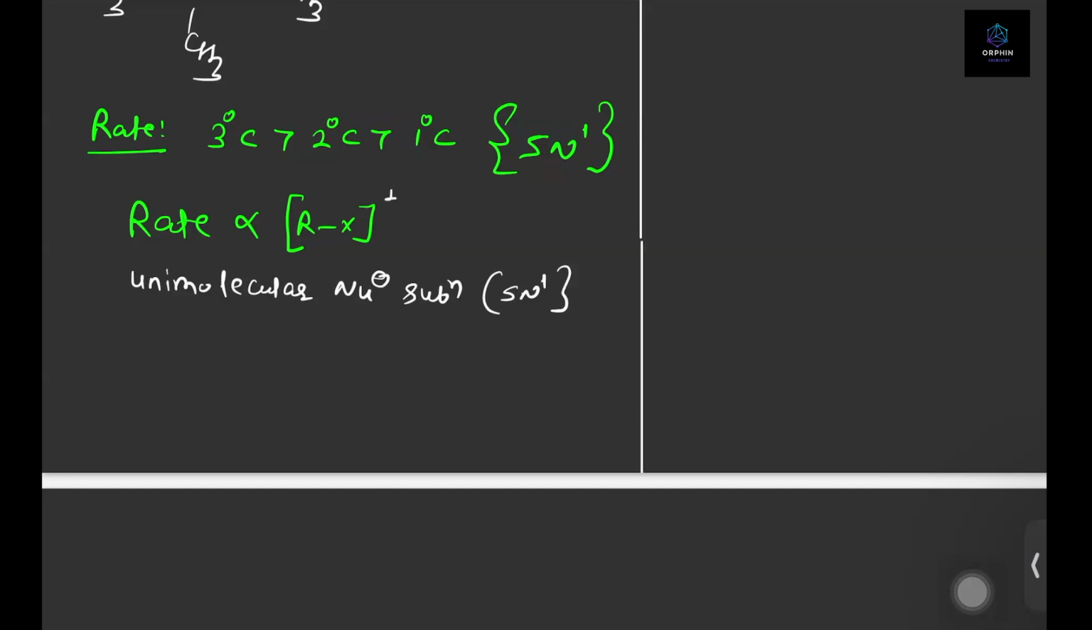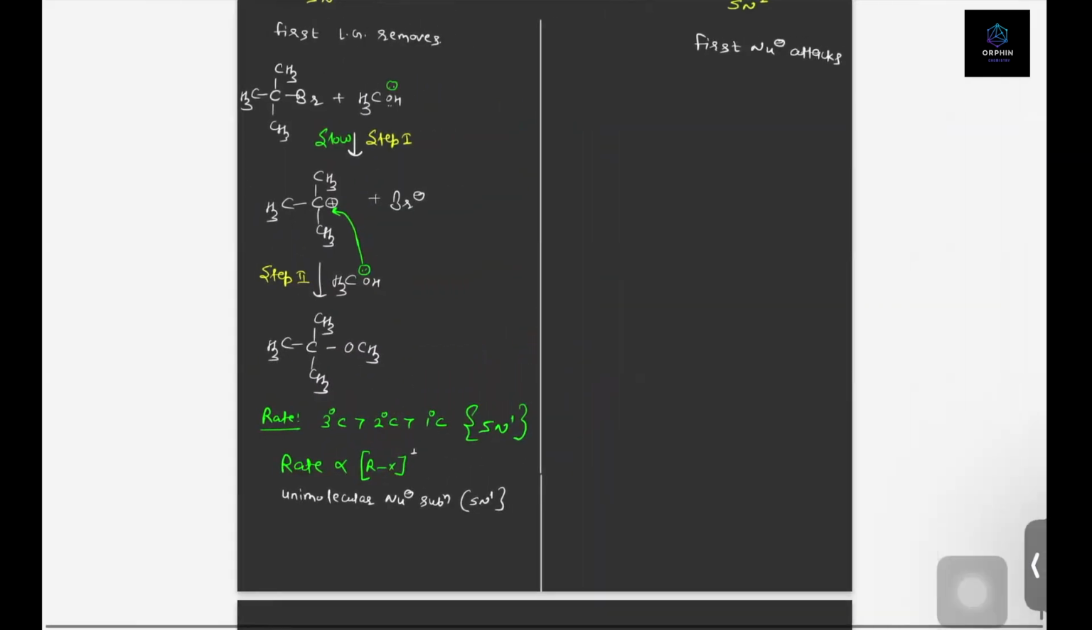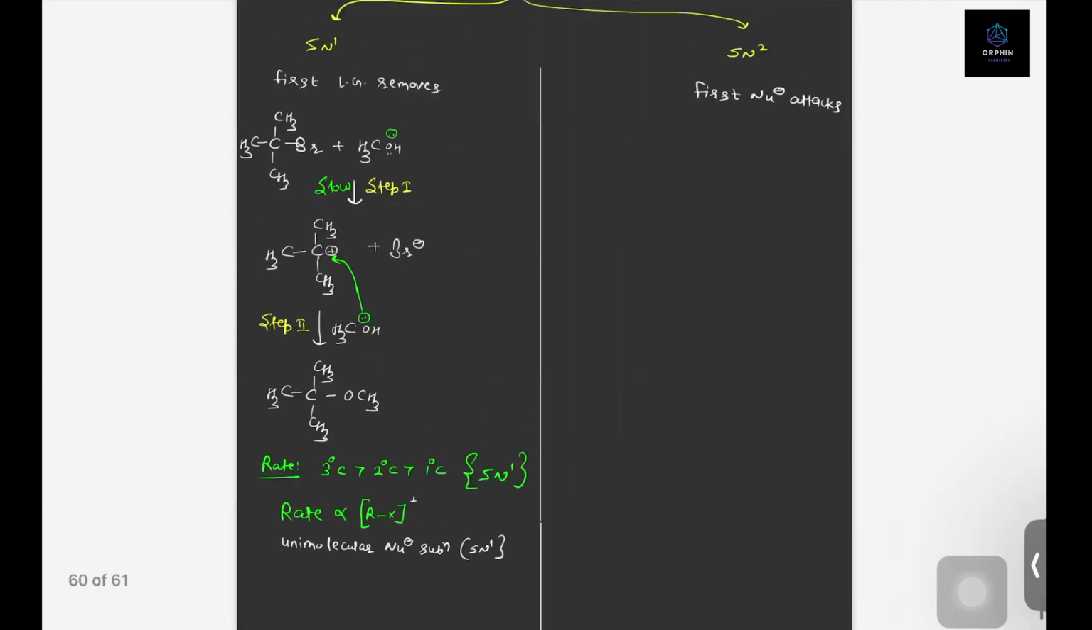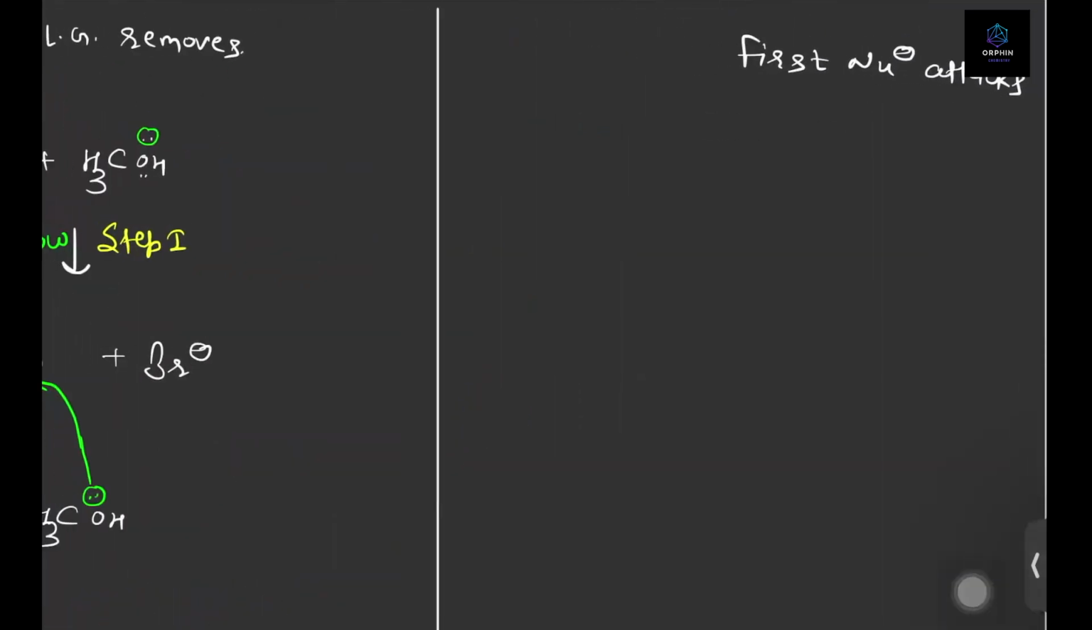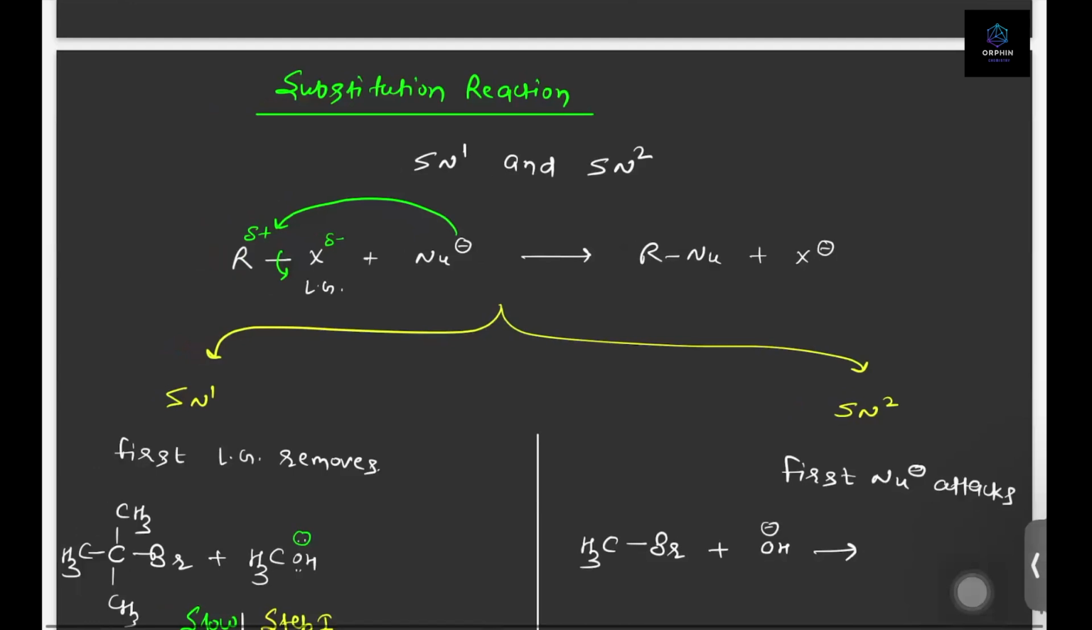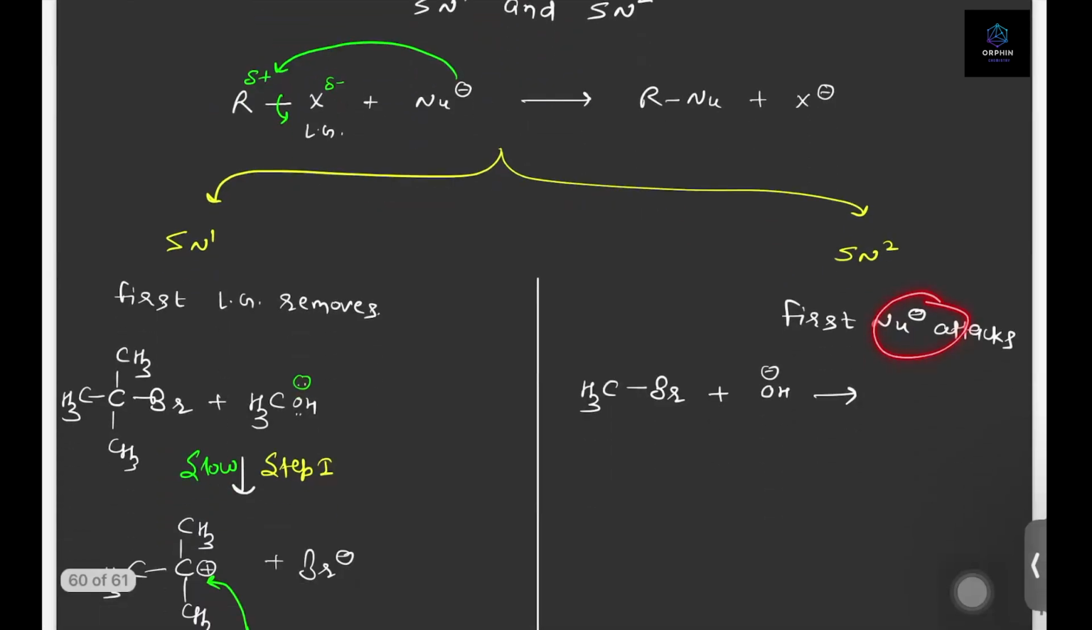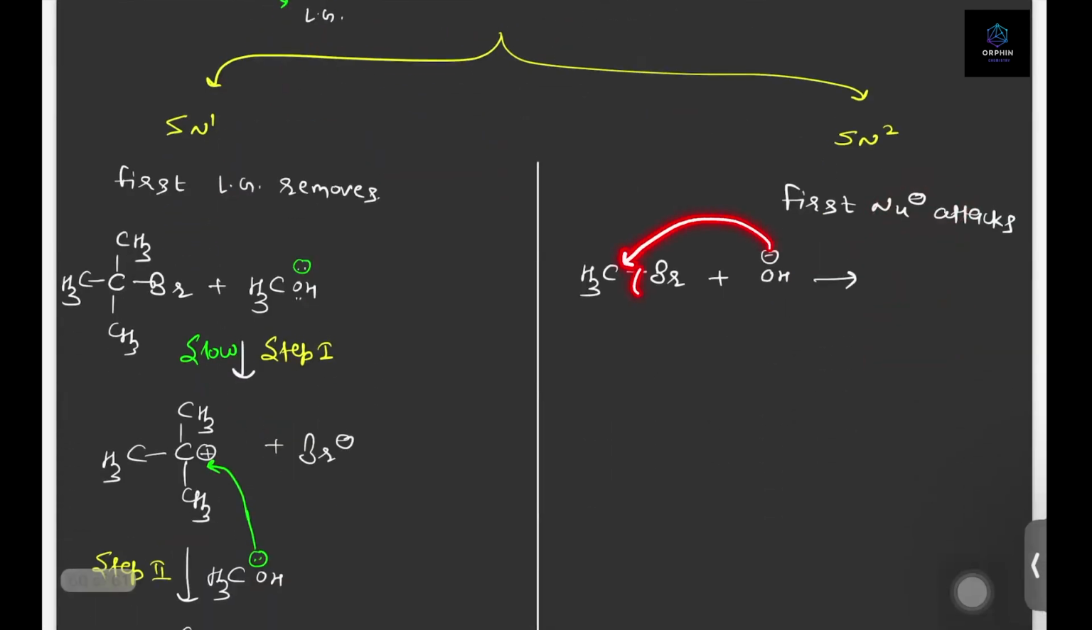Okay, so this is the thing. Now let us see the mechanism in SN2, how the SN2 occurs. In the case of SN2, suppose you are having CH3 and Br, and then there is a nucleophile. Let us take OH minus, and then what happens? In SN2, first the nucleophile is attacking. So if the nucleophile is attacking, then the leaving group is removed. First the nucleophile attacks.